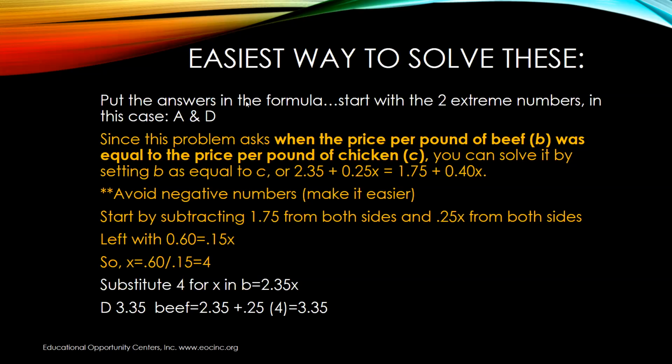So here we go. Put the answers in the formula. Start with the two extreme numbers. In this case, you would want to try A and D first, because they want to know when the two of them were equal. So you have to get down to B equals C. You see how setting B equal to C and plugging in the numbers, you then figure out which one is the correct answer. So the correct answer is D, $3.35.